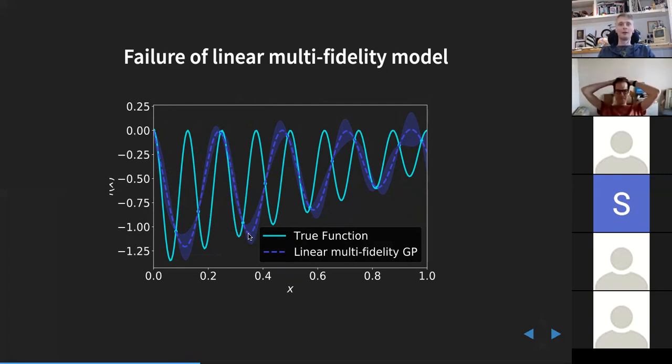So this is the problem with a model-based approach. If you put a model in and it's wrong, you're effectively undermining your system. So you have to be very careful about your model-based approaches. In this case, linear multifidelity is not a good idea.